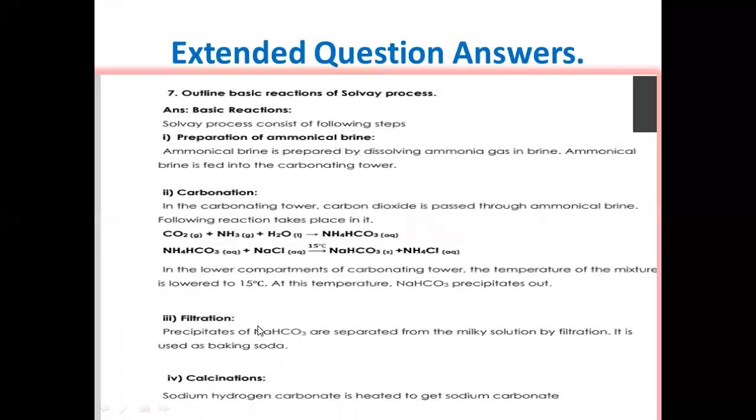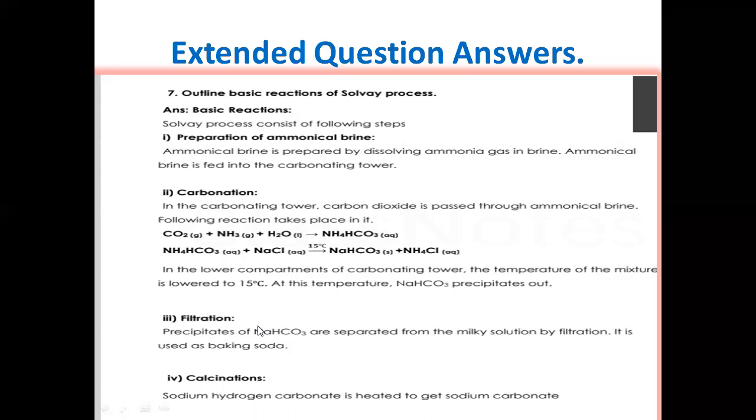Coming toward the long question answers. Question number seven, outline basic reactions of Solvay process. Solvay process, as we discussed in the topic, is a process which is used for the manufacture of soda ash, which is also called sodium carbonate, and side products are sodium hydrogen carbonate, and then for the recovery of ammonia, ammonium chloride, we will use all these as products.